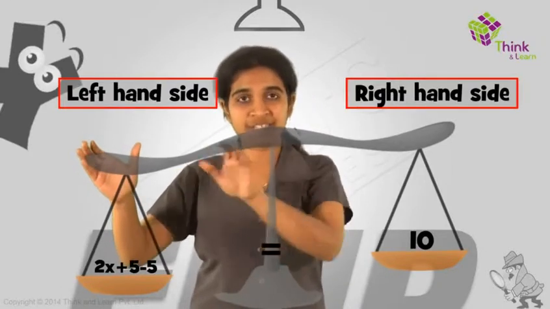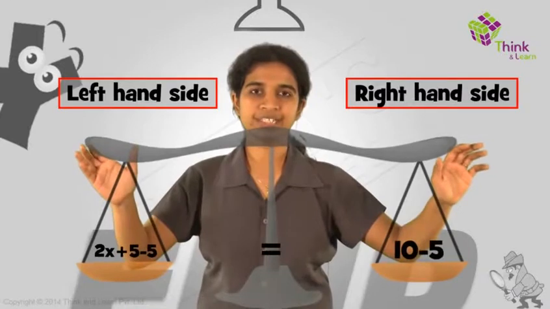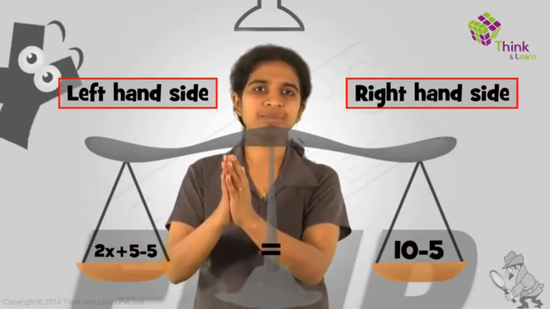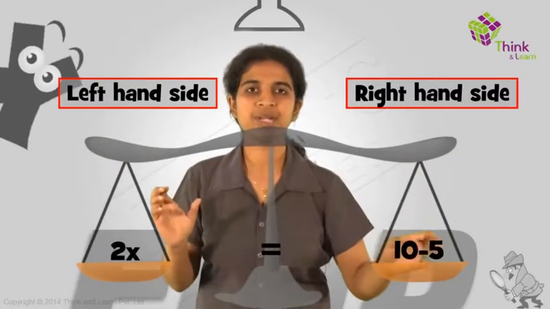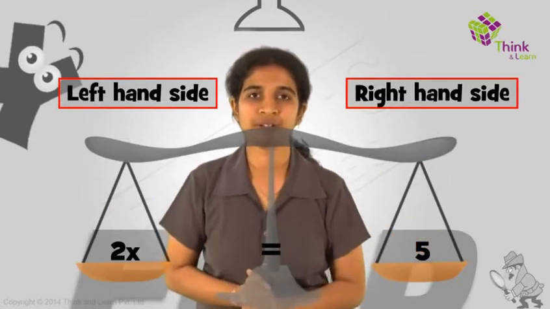If I put a minus 5 on this side, I need to put a minus 5 on this side as well. Right? So this plus 5 minus 5 becomes 0. This is gone. 10 minus 5 becomes 5. So now I have 2x equal to 5.